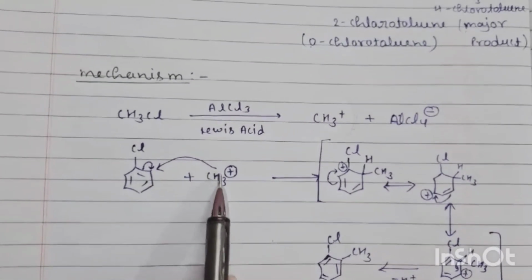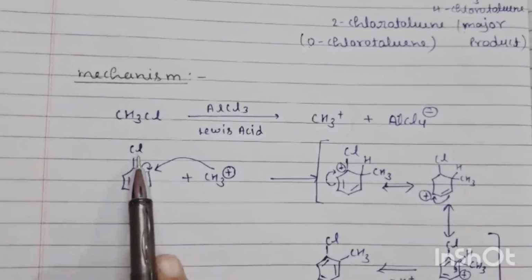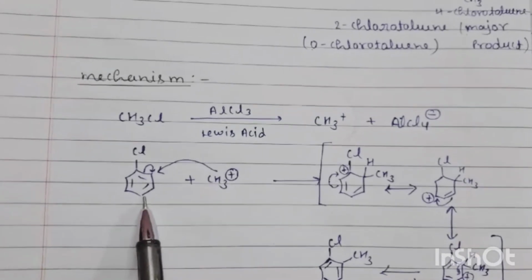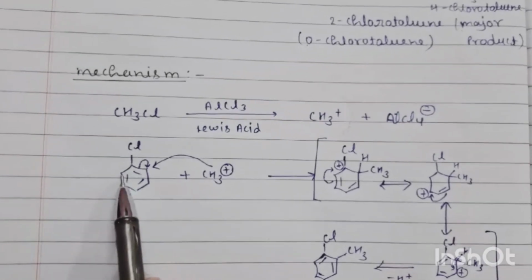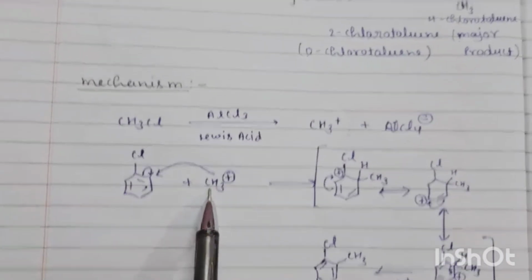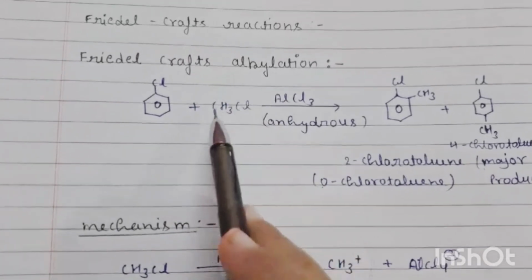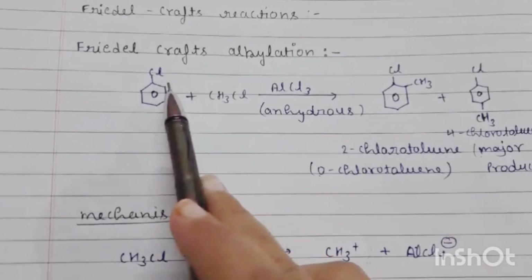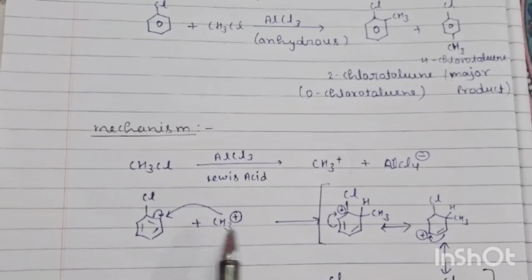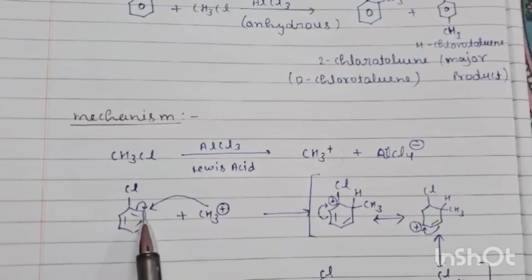If CH3 positive, this electrophile, attacks the ortho position, ortho-chlorotoluene will be produced. If it attacks the para position, para-chlorotoluene will be produced. So CH3 positive is your electrophile in the case of Friedel-Crafts alkylation. So in Friedel-Crafts alkylation, the alkyl group is attached to the ortho or para position. This CH3 positive will attack on this carbon.